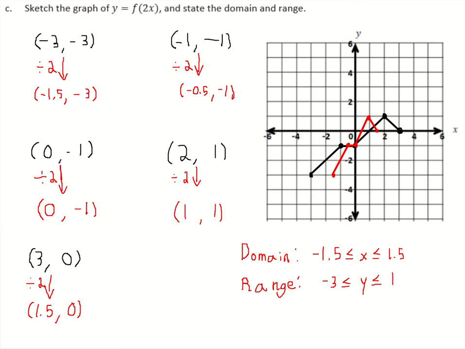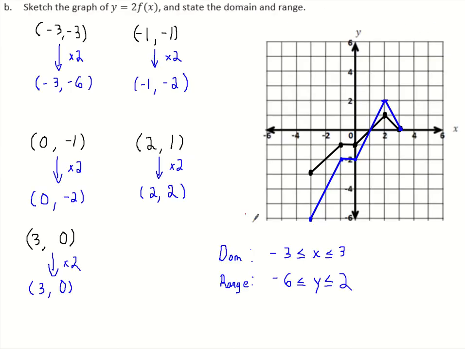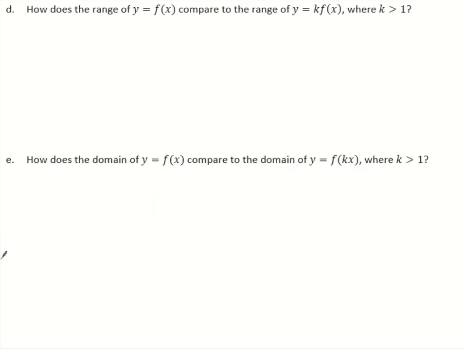So D and E basically just ask us to take what we just did and formalize it into a definition. How does our range of y equals f of x compare to the range of y equals k times f of x when k is greater than 1? Well, what happened to my range here? It doubled. It started from negative 3 to 1 and became negative 6 to 2. So when I had the 2 there, I multiplied my range by 2.